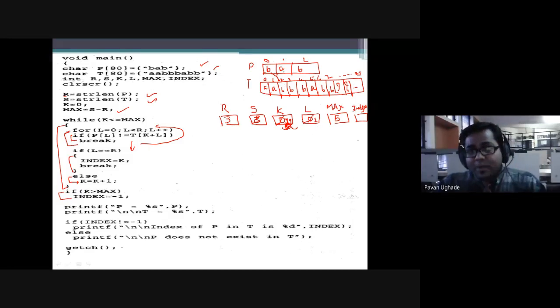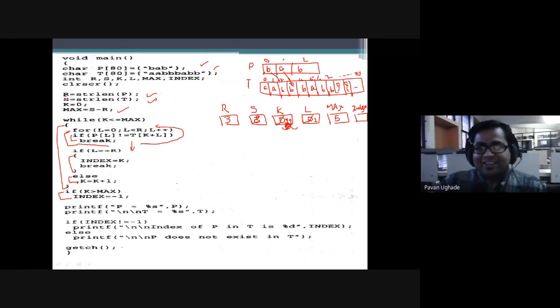So we are going to match this with this, whether they are same. So P of 1 not equals to T of 3. Tell me whether it is true or false. True, because A does not match with B. So as it is true, it will break.